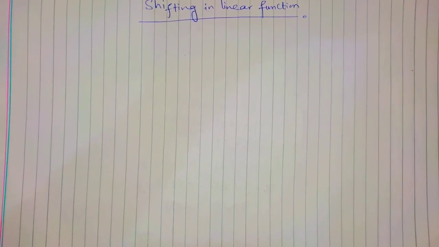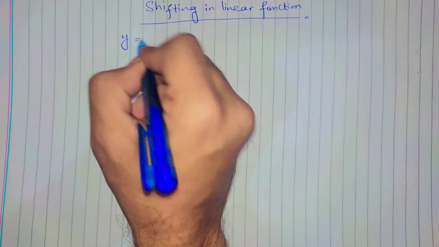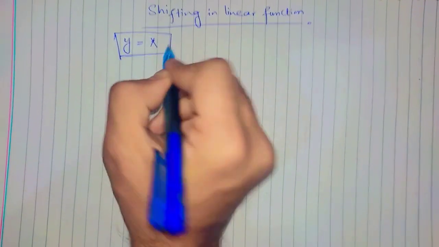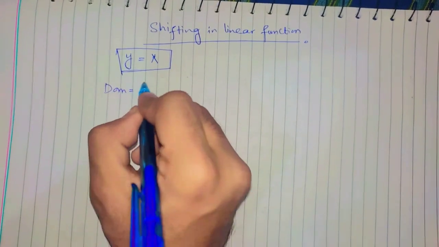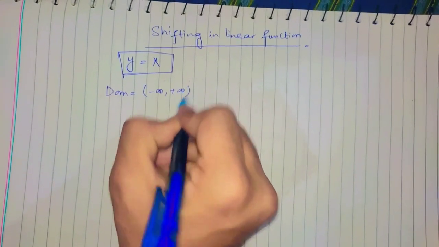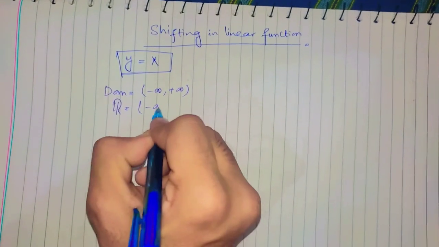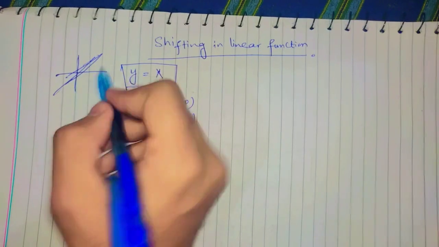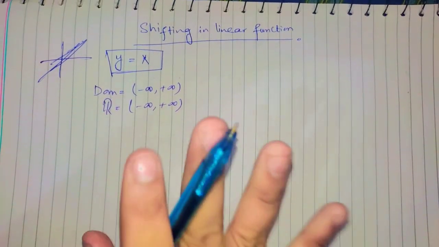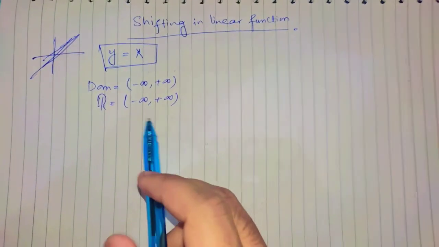Now come to the next topic, which is the shifting in the linear function. What is the shifting in the linear function? So you all know that the equation for the linear function is y equals x. You can put any value in x from minus infinity to positive infinity and you will get the range minus infinity to plus infinity. You will get a straight line for this function. We all know that this is a linear function.